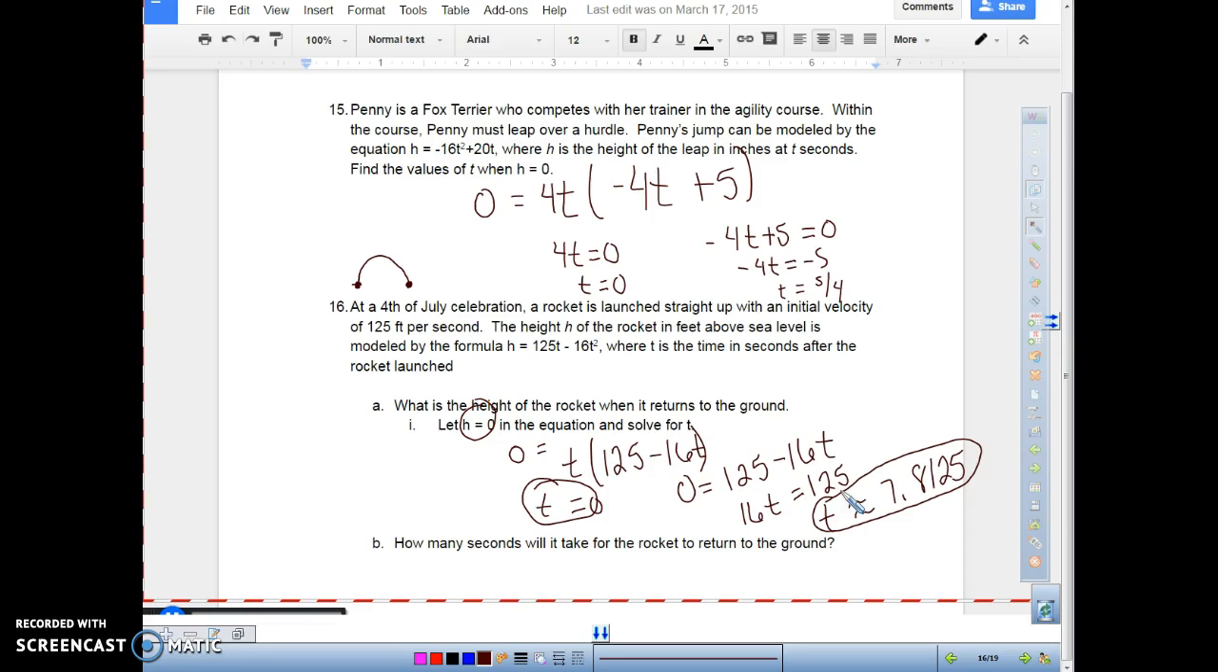Part B. Let h equal 0 in the equation and solve for t. Oh, we've already done that. That was part A. Sorry, I read the wrong thing. B says, how many seconds will it take for the rocket to return to the ground? And so out of these two options, how many seconds? Well, it would take 7.8125 seconds, so approximately 7.8 seconds for it to return to the ground. And that concludes lesson 8.5.